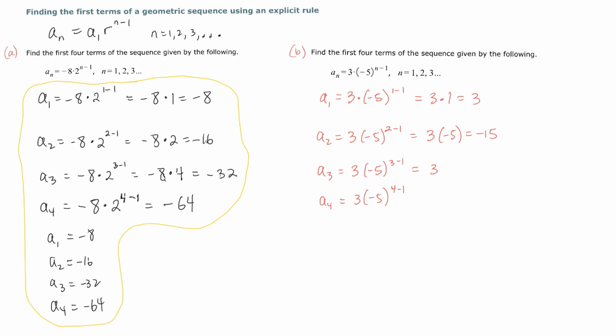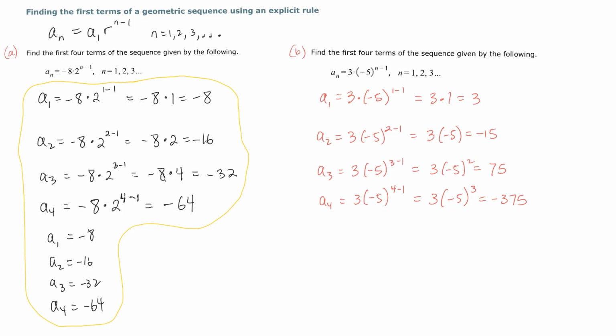This says 3 times negative 5 squared, which is positive 75. Remember, you're doing the exponents first, okay, in order of operations. So 3 times negative 5 raised to the third power. That is negative 125 times 3. So negative 375. Yeah, that looks good.